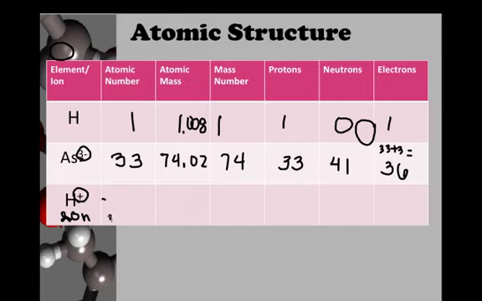The atomic number has to stay the same, that's one. Atomic mass is still the same, because it's not an isotope. It's an ion. Mass number is still the same, round to the nearest whole number. Protons are still the same, still one, hydrogen. What about neutrons? Mass number minus atomic number, 1 minus 1 is still 0. Now electrons.